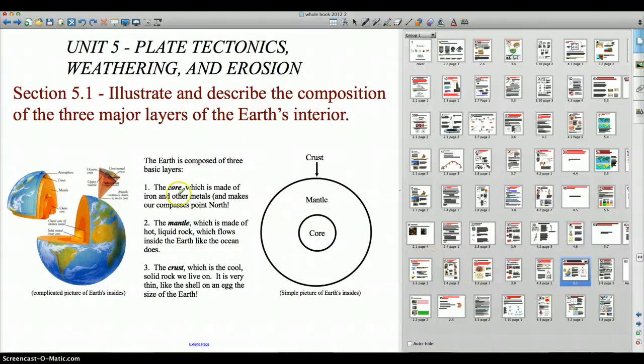And plate tectonics. Know that the core, the mantle, and the crust are 3 layers. Core is on the inside, then the mantle, then the crust. The core is made of iron and other metals. The mantle is made of molten rock, and the crust is made of hard, solid rock. Cool rock.